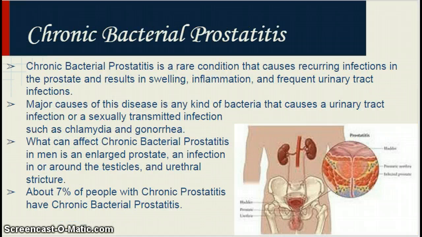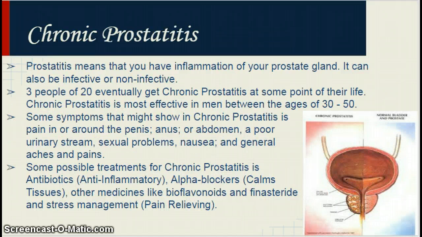Chronic bacterial prostatitis is a rare condition that causes recurring infections in the prostate and results in swelling, inflammation, and frequent urinary tract infections. Most causes of this disease are any kind of bacteria that causes a urinary tract infection or a sexually transmitted infection, such as chlamydia and gonorrhea. What can affect chronic bacterial prostatitis in men is an enlarged prostate, an infection in or around the testicles, and urethral stricture. About 7% of people with chronic prostatitis have chronic bacterial prostatitis, which leads us to chronic prostatitis.